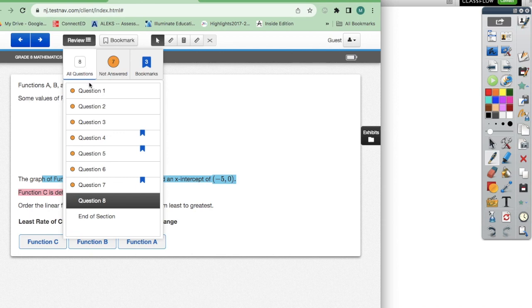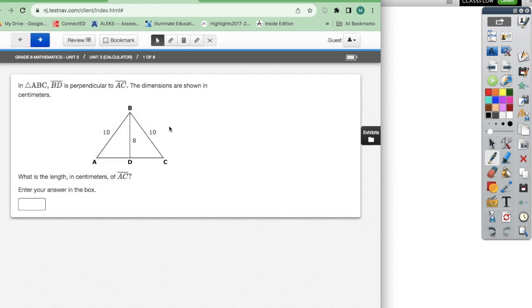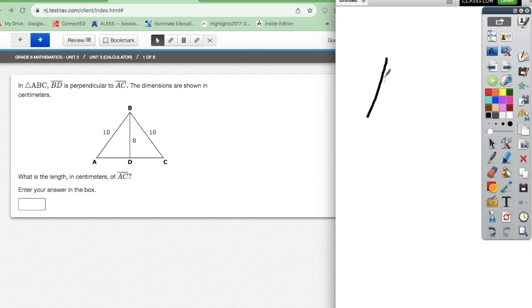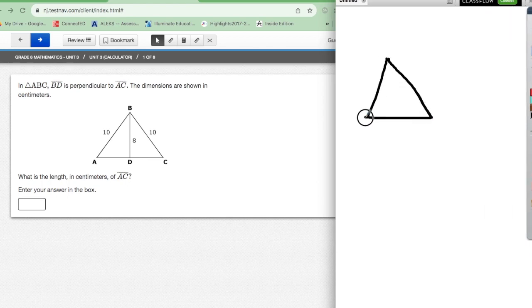All right. So I'm going to go back to question 1, and let's see if we can work on that. In triangle ABC, BD is perpendicular to AC. The dimensions are shown in centimeters. Now, if I'm working this out, I want to actually draw this on paper. I might not draw it perfectly, but that's okay. So I have A, C, D, here's B. It tells me this measurement is 8, and then I have a 10 and a 10. And it says it's perpendicular, so I know that this is a right angle.